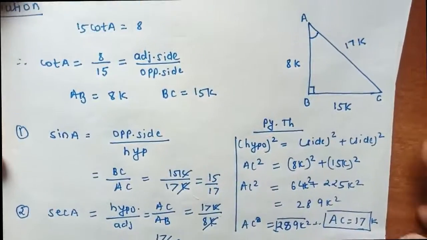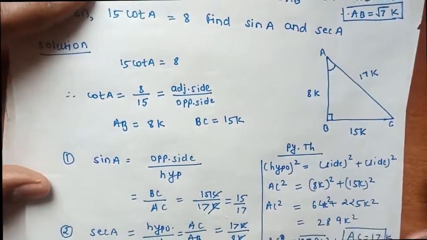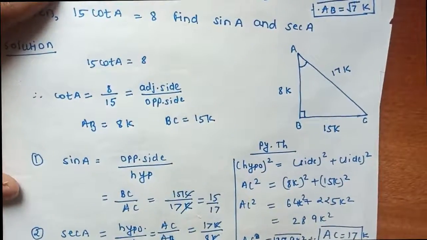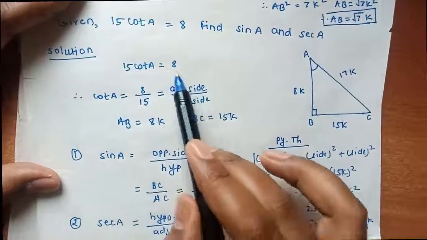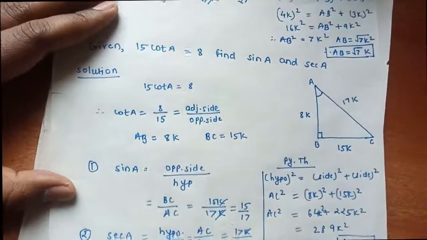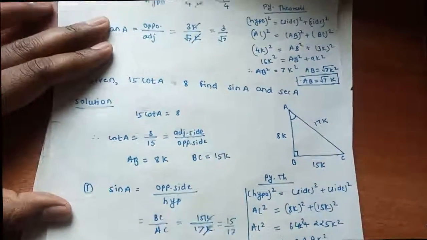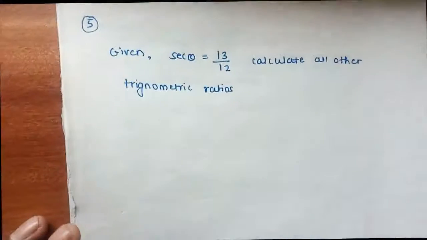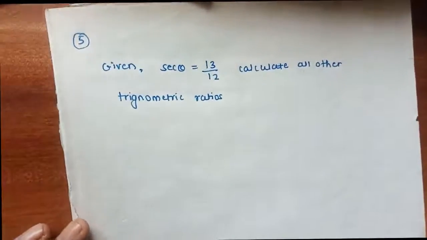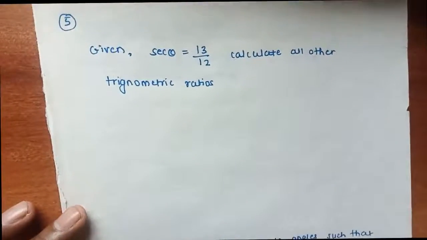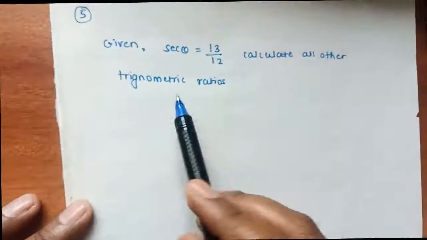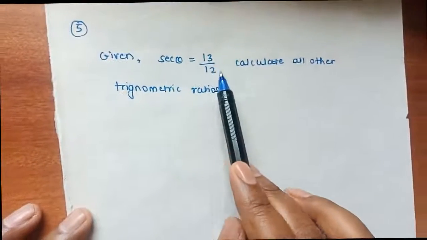So this is a similar problem to the last one we solved, with the same fundamentals, everything is the same. Just do not get confused about the trigonometric formulas that I explained in the first lecture. The next problem is a similar problem, you can easily say it. Given sec theta is equal to 13 by 12.